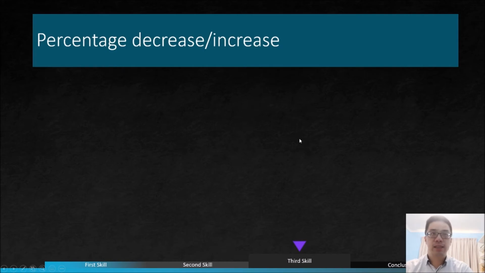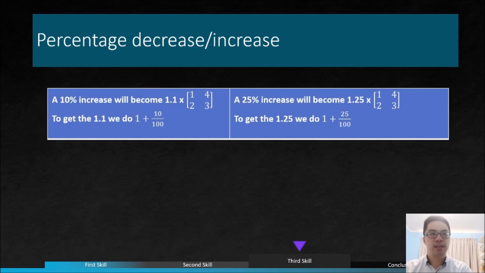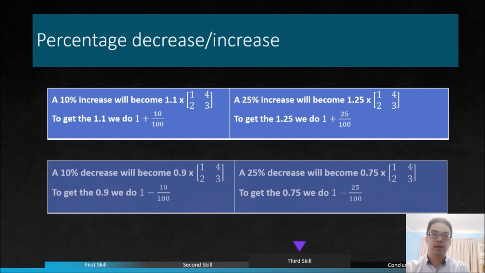Just a refresher on percentage decrease and increase. A 10% increase will become 1.1. A 25% increase becomes 1.25. To get the 1.1, we do 1 plus 10 on 100. And to get the 1.25, we do 1 plus 25 on 100. Similar for decrease, a 10% decrease means we're multiplying by 0.9. To get the 0.9, we go 1 minus 10 over 100 instead of 1 plus. The 25% decrease is 0.75 because 1 minus 25 over 100.